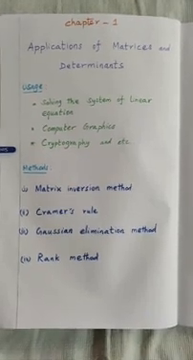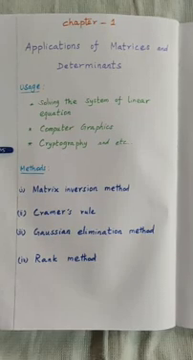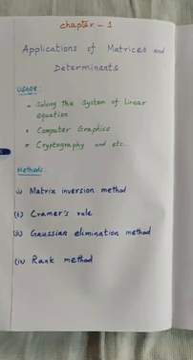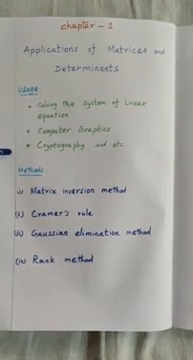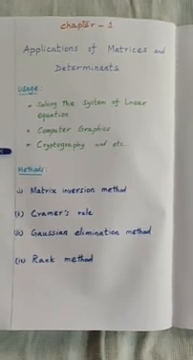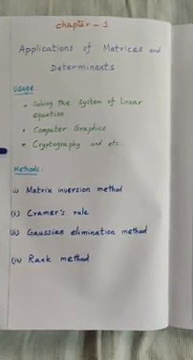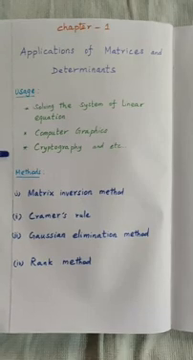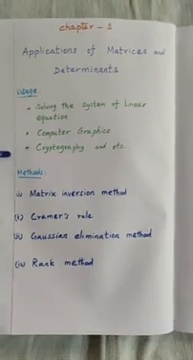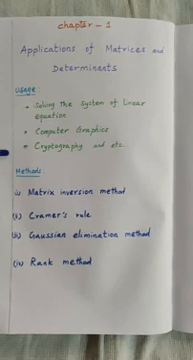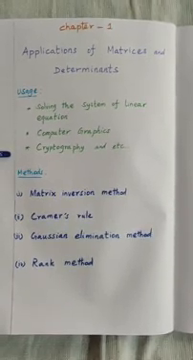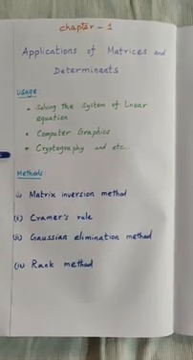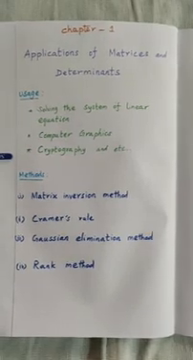Hi students, today we are going to learn applications of matrices and determinants, where we use them to solve systems of linear equations, in computer graphics, cryptography, etc. Cryptography means sending secret messages between two people or groups. In this chapter we have four methods, namely the matrix inversion method, Cramer's rule, Gaussian elimination method, and rank method. Before we handle these methods, we need to know some basic things. Let us know the basic things.